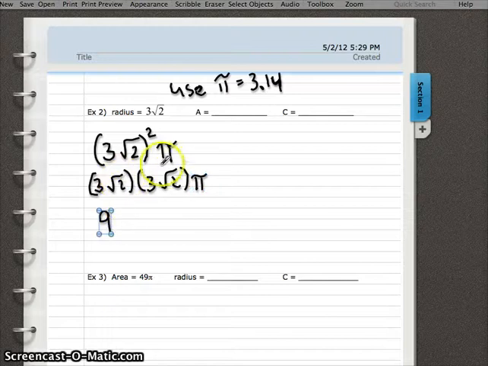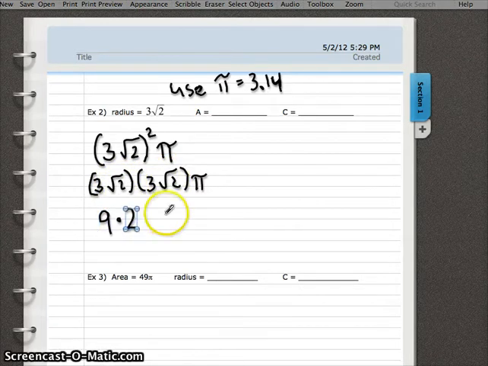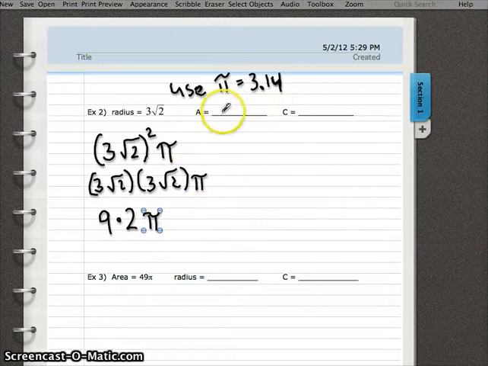And then the square root of 2 squared, or the square root of 2 times the square root of 2, means to get rid of our radical. Squaring a square root is the opposite, and we're left with the number underneath. Or you could say the square root of 4 and then get the value of 2. So 9 times 2 times pi would give us 18 pi.